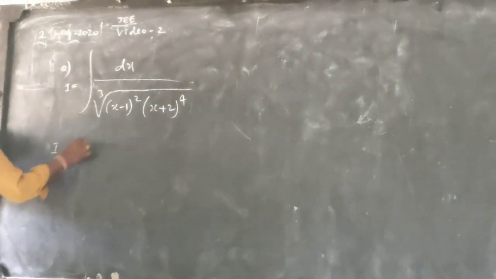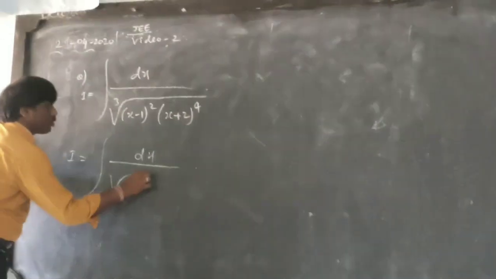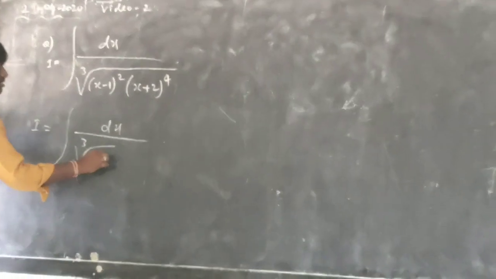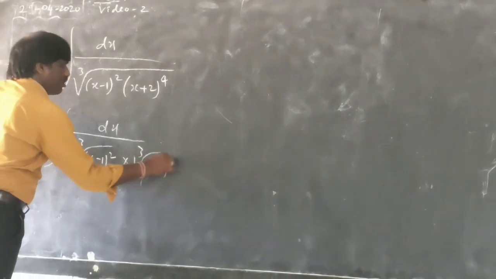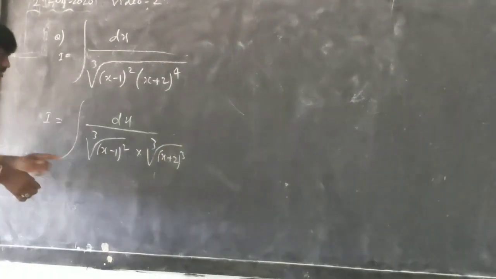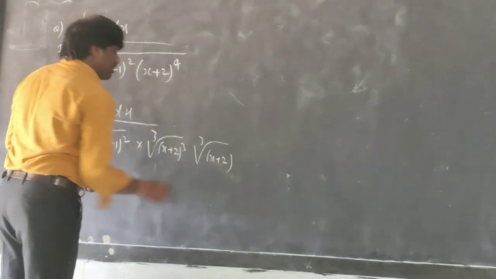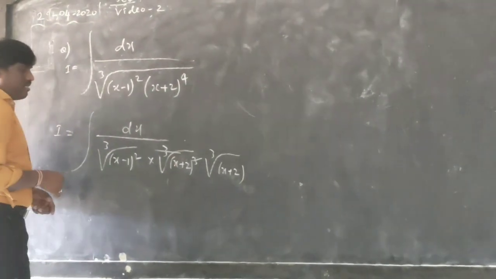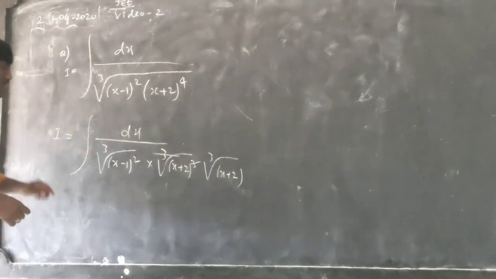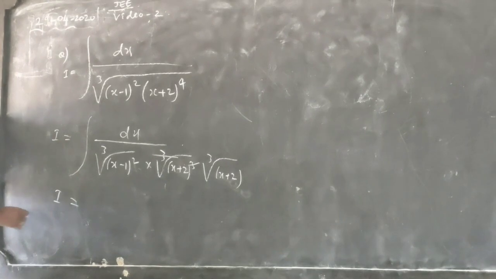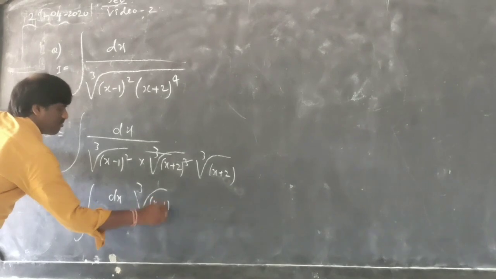I is equal to, I can write as cube root, dx upon cube root of (x minus 1) whole square into cube root of (x plus 2) whole cube. I can take one cube root out and keep cube root of x plus 2. You can see that the cube root will get cancelled. But to get this, multiply on numerator and denominator with cube root of (x minus 1) whole square.